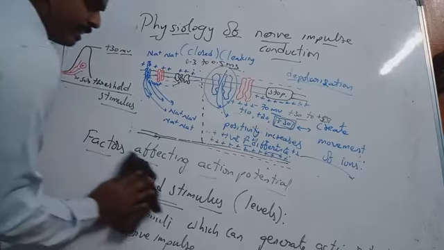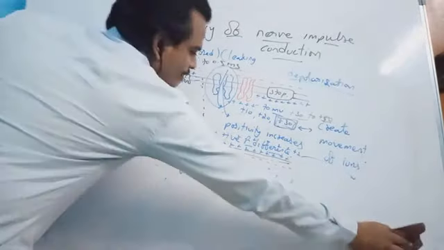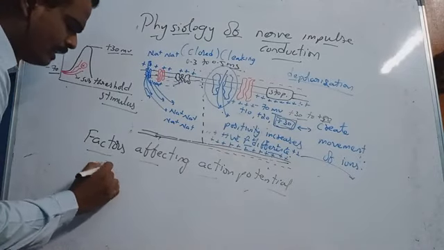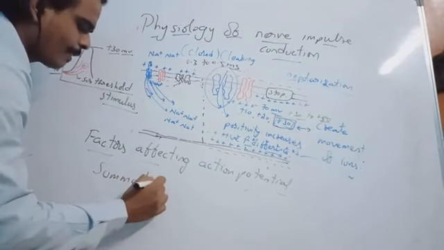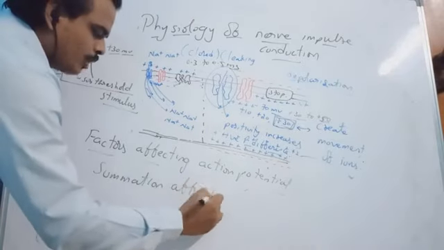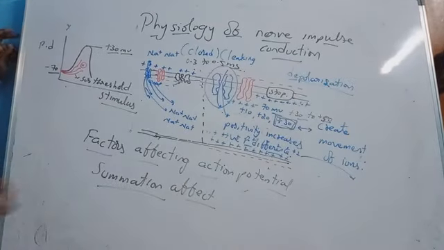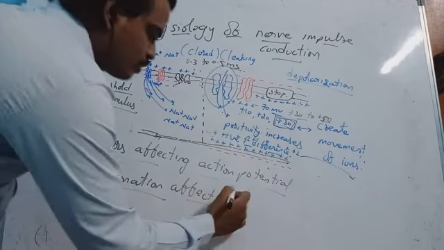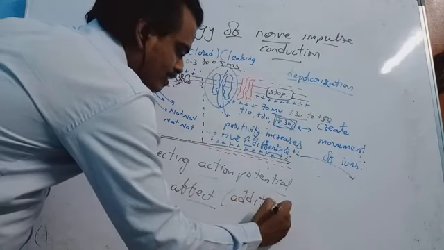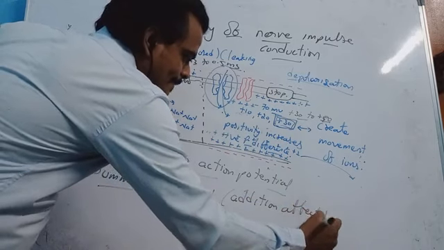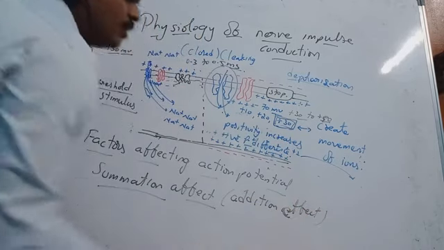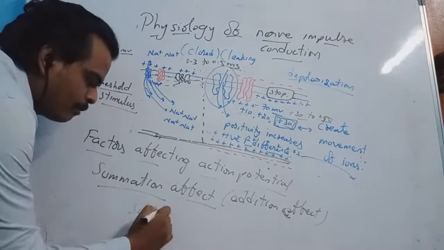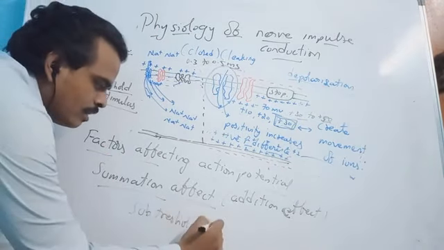Now the second factor is, sometimes there will be summation of these potentials. Sometimes there will be a summation effect. What is meant by summation effect? Summation means addition effect. In maths, sum means addition, so it is also called the addition effect. What is meant by addition effect? Stimuli which are sub-threshold will add up.